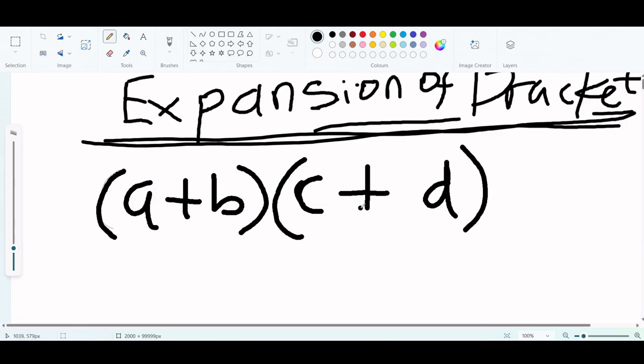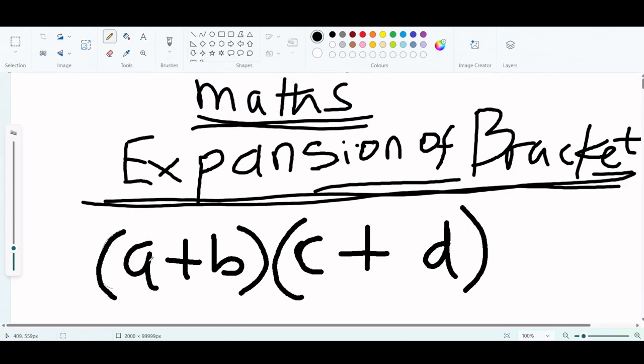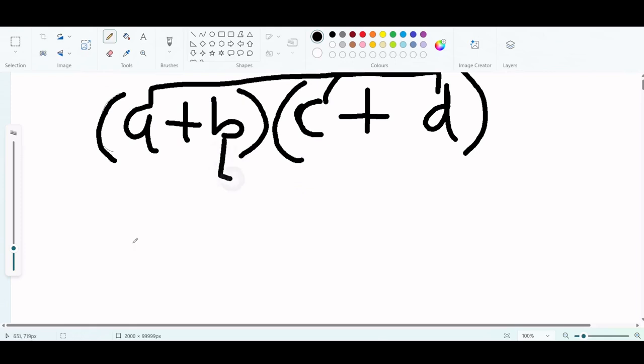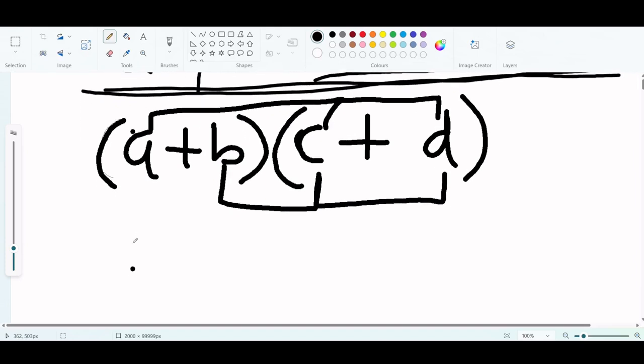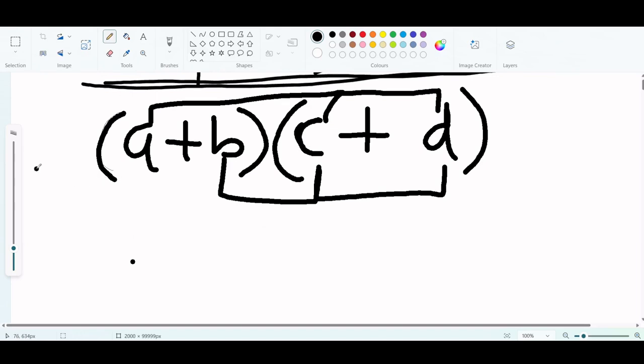First, we use the first term to multiply every term in the second bracket. This A is going to multiply C, and it's also going to multiply D. Then B is going to multiply C, and also D. So this is how we go about it. A times C is going to be AC.